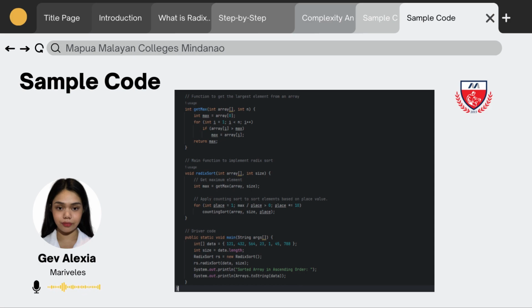Inside the counting sort function, it creates an output array, calculates digit counts, and sorts elements based on the current place value. Lastly, the main function demonstrates the code's usage by sorting an example array and printing the sorted result. Thus, this code employs the radix sort algorithm to sort an array of integers by considering individual digits, achieving ascending order.